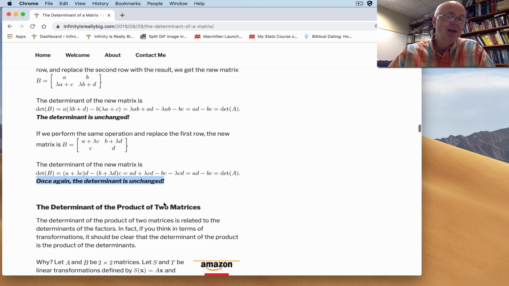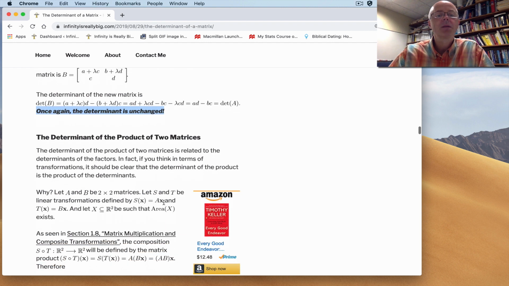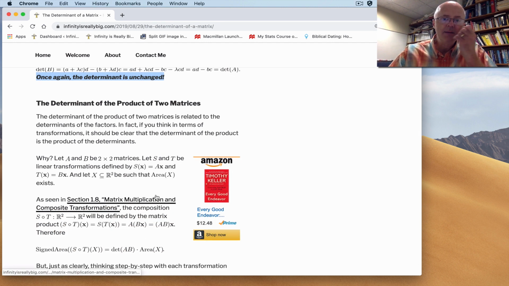You would not expect that, I think. I would not expect that ahead of time. It's also important to know that the determinant of the product of two matrices is related to the determinants of the matrices themselves, the factors.